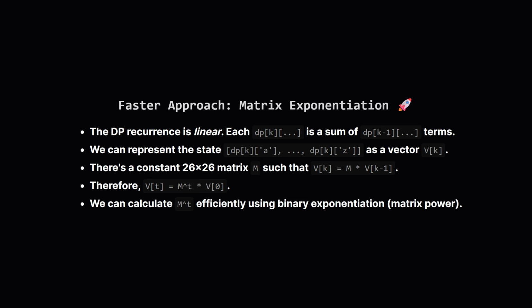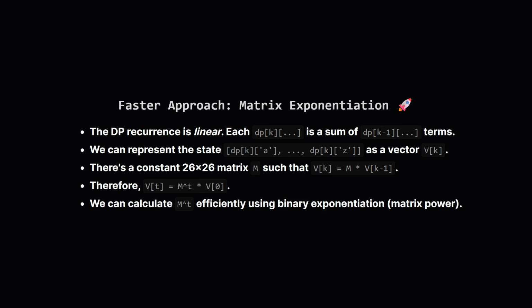Whenever you have this kind of linear relationship between states, you can often use matrices. Let's imagine a list, or vector, containing the 26 lengths for step k. The length starting from 'a' all the way to 'z', let's call this vector v of k. It turns out there's a fixed 26 by 26 matrix, let's call it m, that transforms the vector from step k-1 into the vector for step k. That is, v of k equals m multiplied by v of k-1.